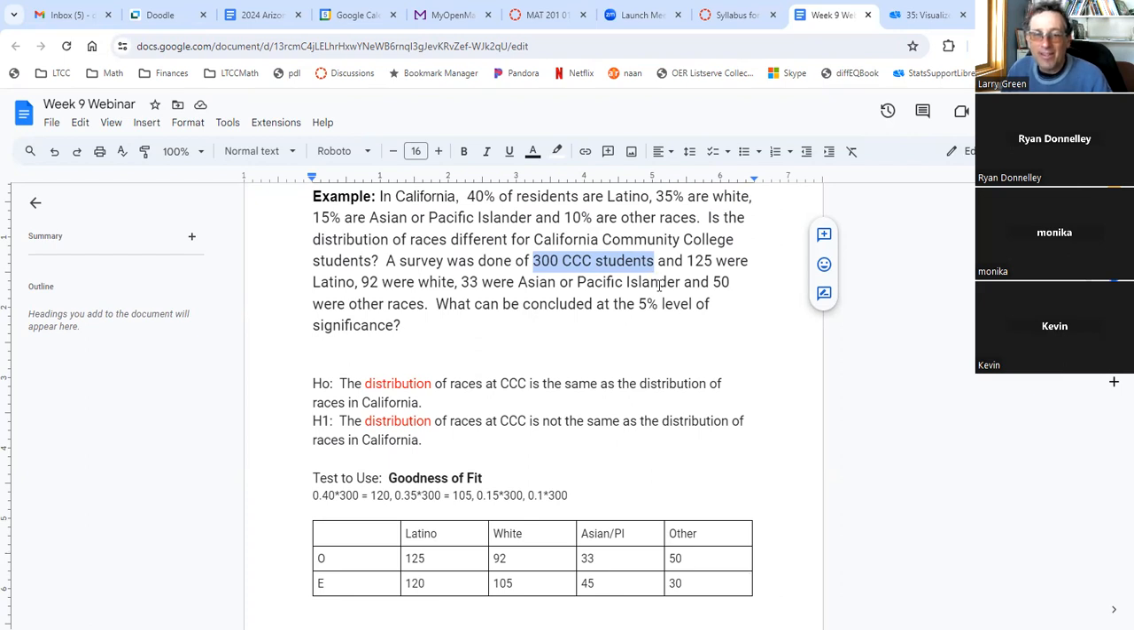What that basically says is that if the distribution had been the same, and we did another study of 300 California community college students, then it would be the probability that the observed values would be as far from the expected values as what we saw. Do you see how that works? So it's the same p-value idea. Okay, how do you think we're going to find the p-value? Yeah, we're going to go to the calculator.